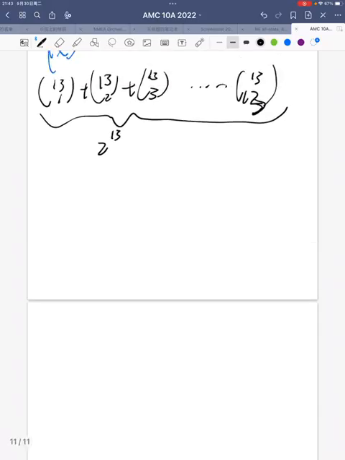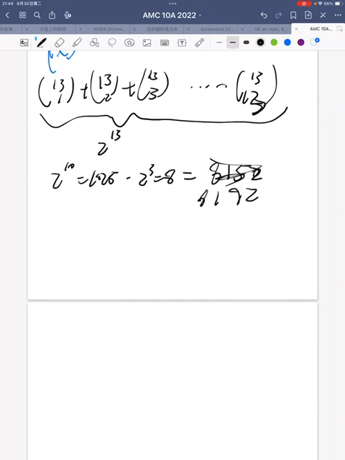If you know some combinatorics, this thing is just 2 to the 13th power, which is 2 to the 10th, which everyone knows is 1024, times 2 to the 3rd, which is 8, which gives us 8, 50, I believe, 52, hold up, I'm a moron, 8192.